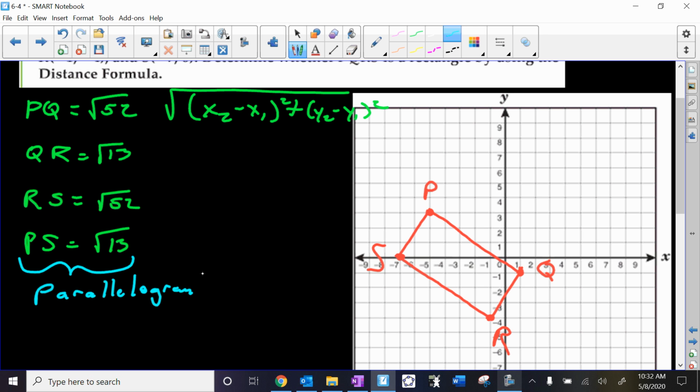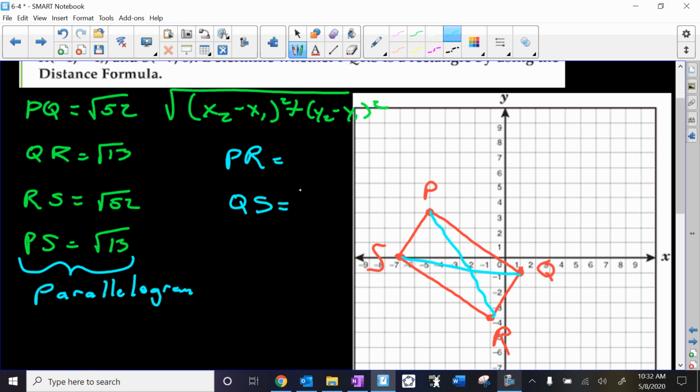One of the properties we know is that our diagonals, in this case QS and PR, are congruent. So we also need to show the distance of PR and QS. If PR is equal to QS, then I know it is a rectangle.